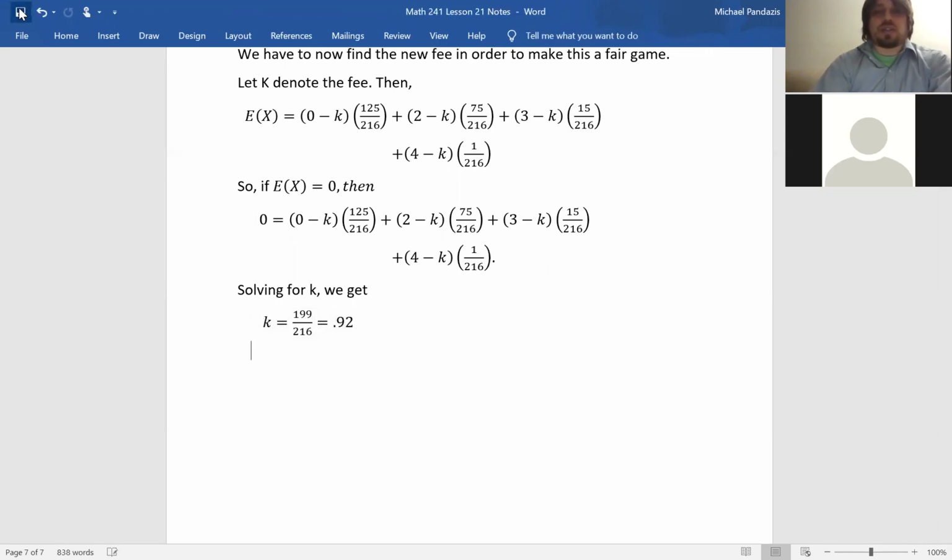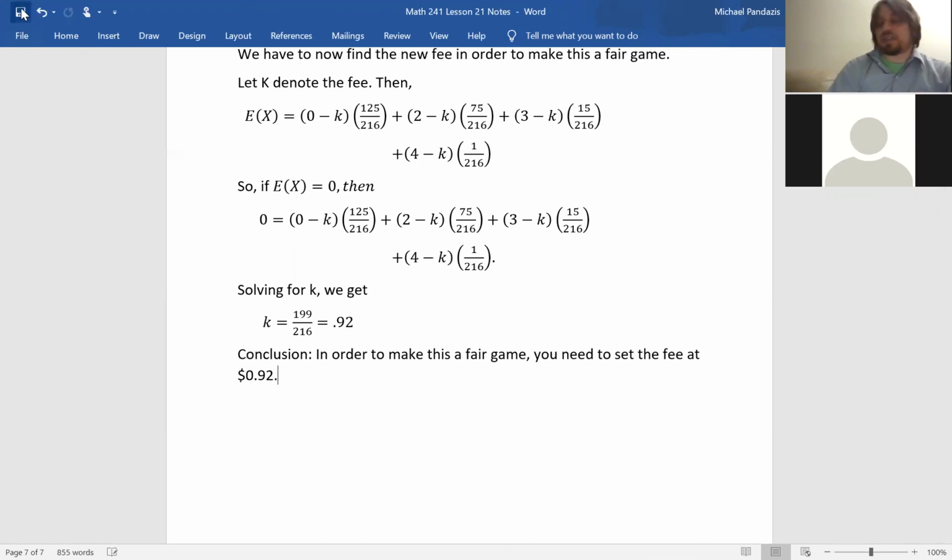And so our conclusion is that in order to make this a fair game, you need to set the fee at 92 cents, which is $0.92, if I put it that way. Okay. And so now we've found the fee to make this a fair game. And so that's the end of that section. Okay. So this is the end of today's class.